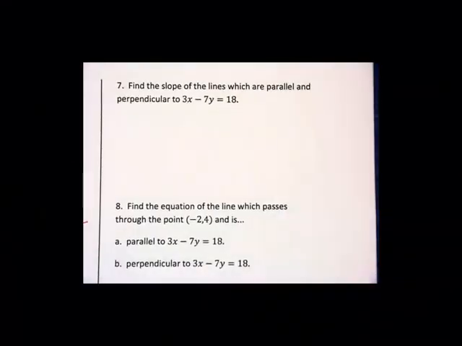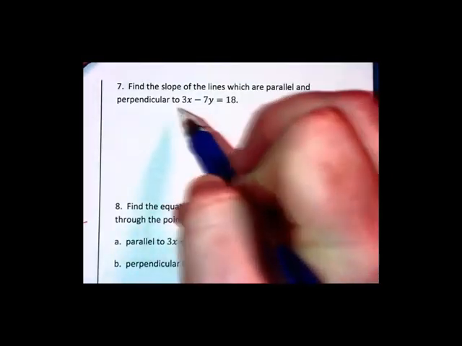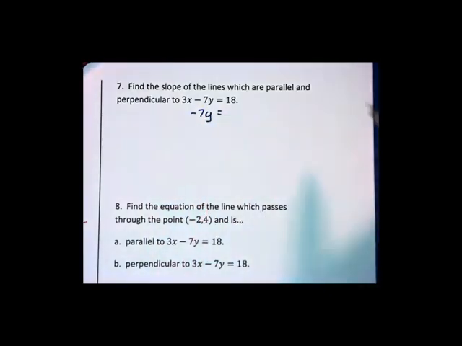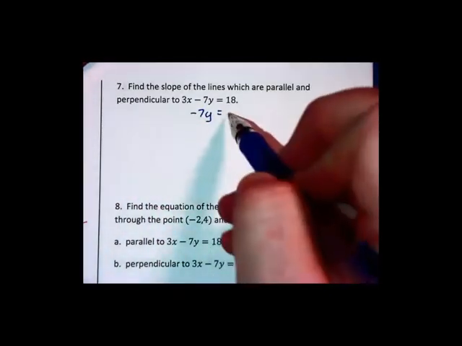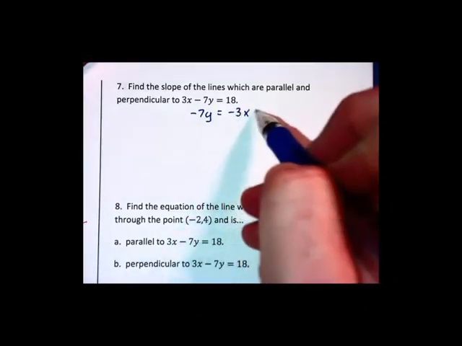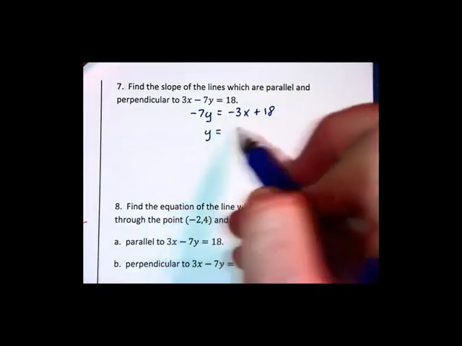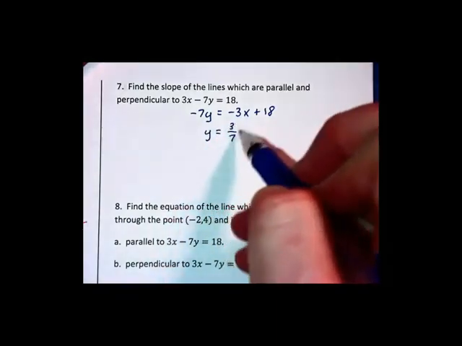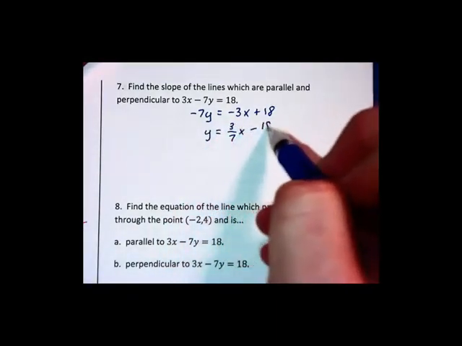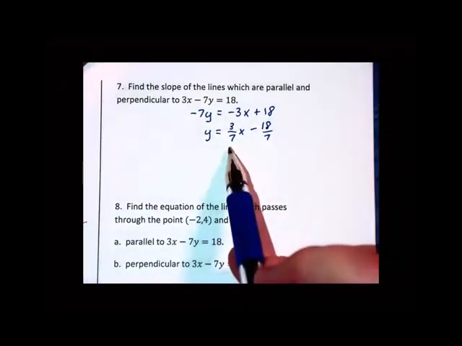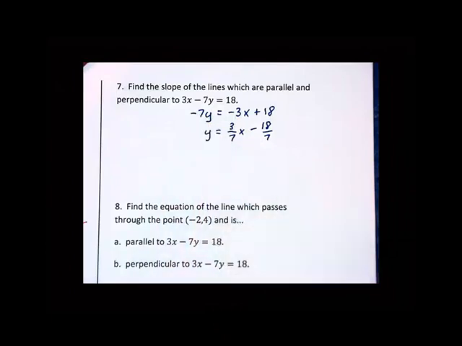Find the slopes of the lines which are parallel and perpendicular to this given line. Well, I'm going to begin by putting this given line in slope-intercept form. I want to subtract the 3x off of each side, so we're going to have negative 3x plus 18. And dividing by negative 7, we're going to get 3/7 x minus 18/7. Notice it became positive 3/7 because we had negative divided by negative.